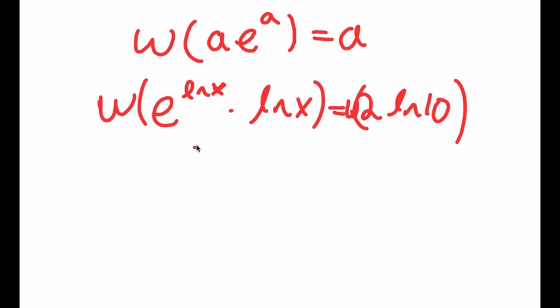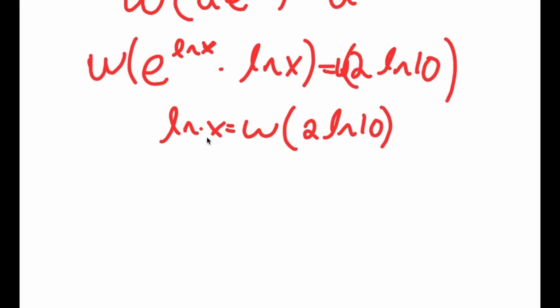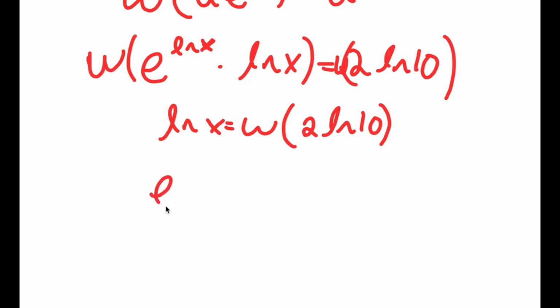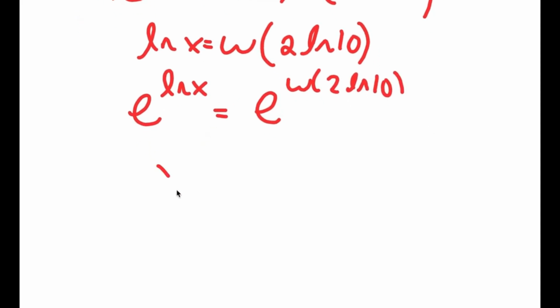this results in ln x equaling W of 2 times ln 10. And now if I take e to the power of both sides, I get e to the power of ln x is equal to e to the power of W of 2 ln 10. And e to the power of ln x, that's going to equal x. So I get x is equal to e to the power of W of 2 times ln 10.